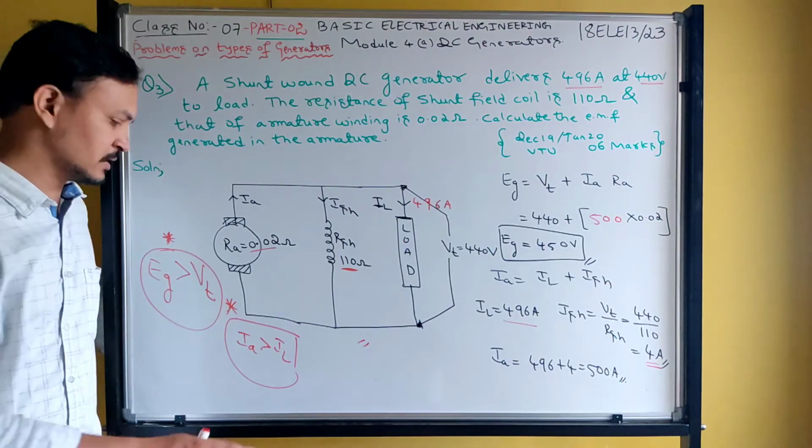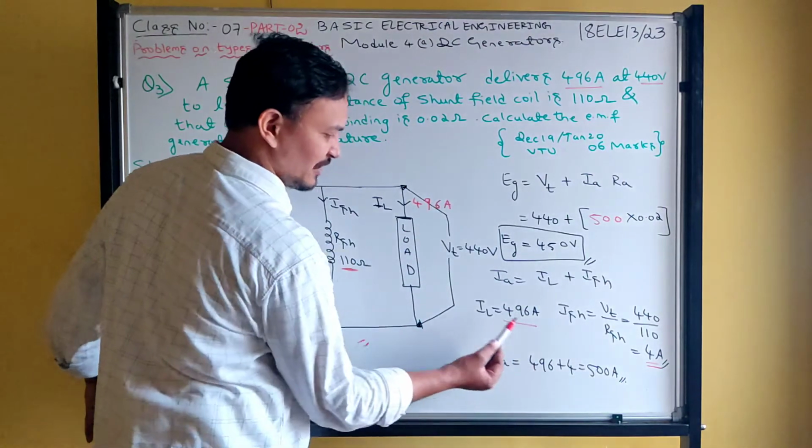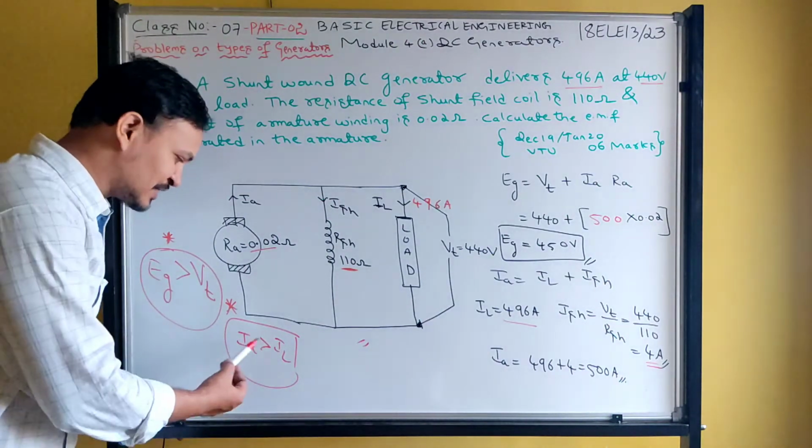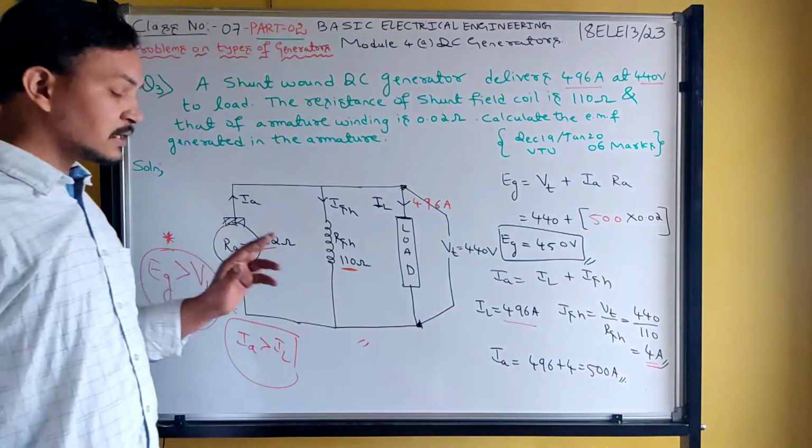Okay, for other generators this relation holds good. See, what is Ia? I got 500. What is IL? 496. Ia is more than IL. Okay, and coming to resistance data.